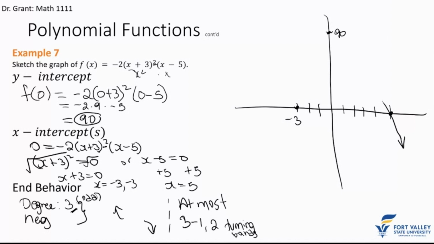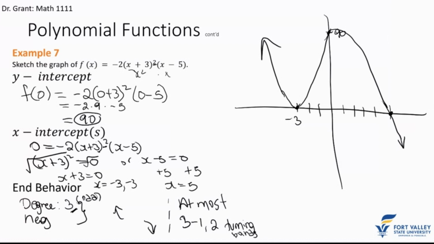And then this one actually bounces, right? Because that was a multiplicity of 2. This one has a multiplicity of 1. So it goes through, and then negative 3 is a multiplicity of 2. So it bounces. So my graph looks something like this.